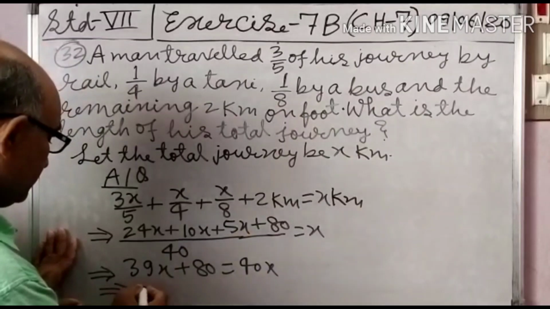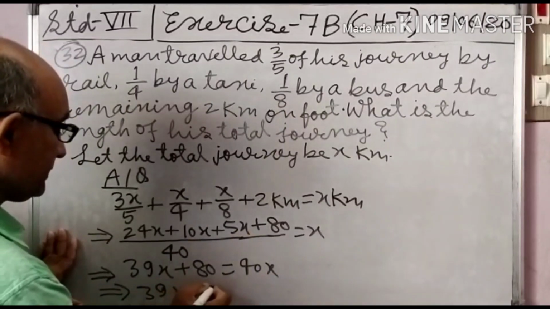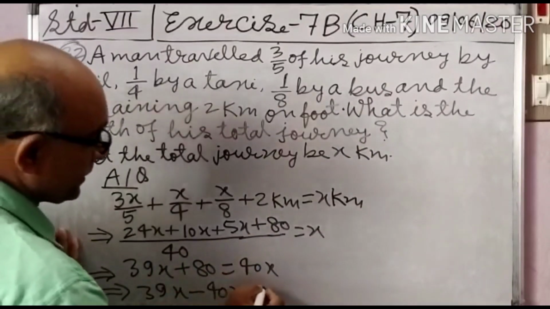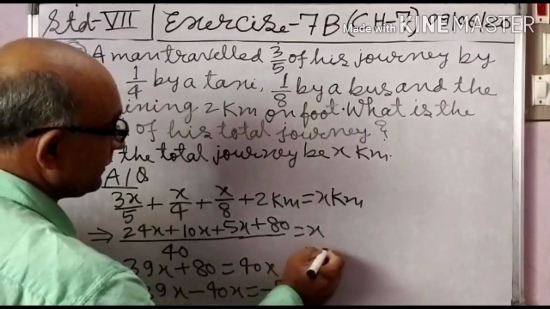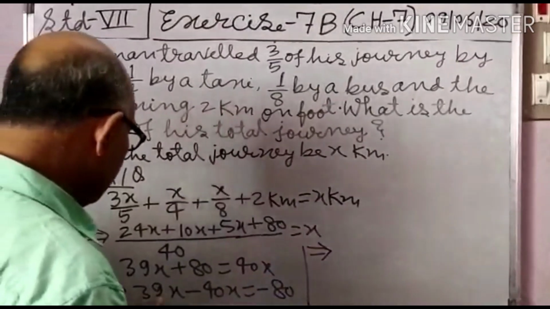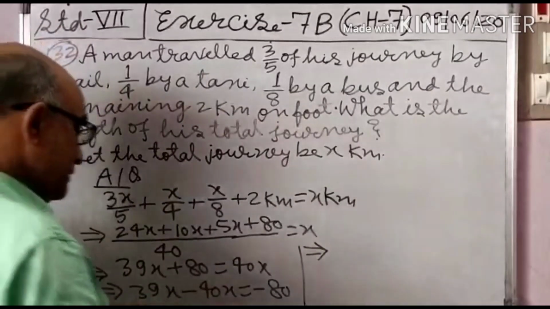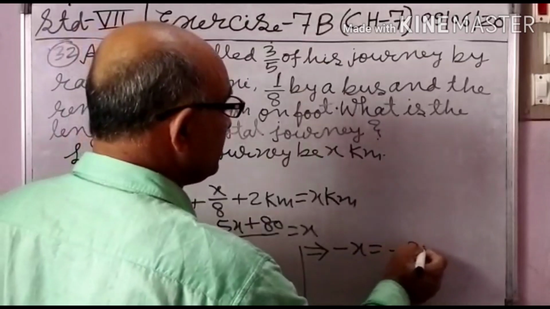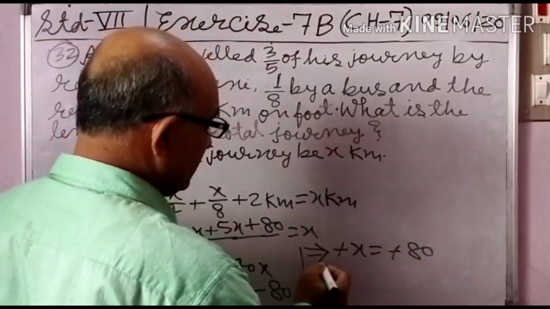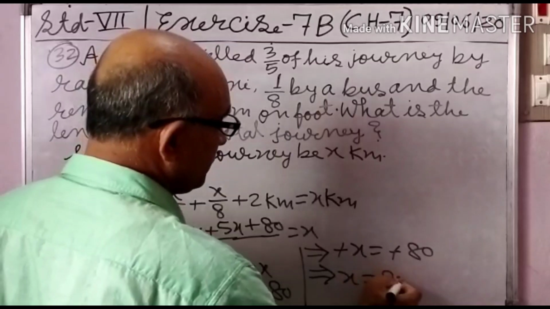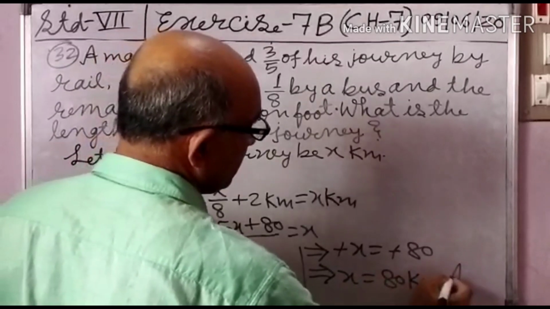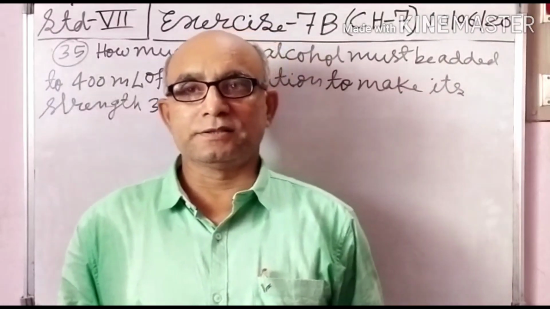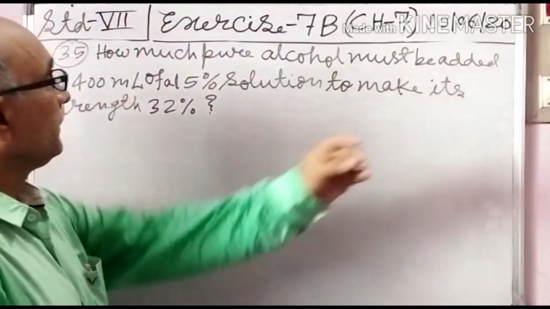Next step is 39x minus 40x equal to plus 80 by transposition change into minus 80. That implies 39x minus 40x equal to minus x. Minus x equal to minus 80. Minus minus cancel. That implies x equal to 80 kilometer. Answer. Right? Student, next and last question is question number 35.